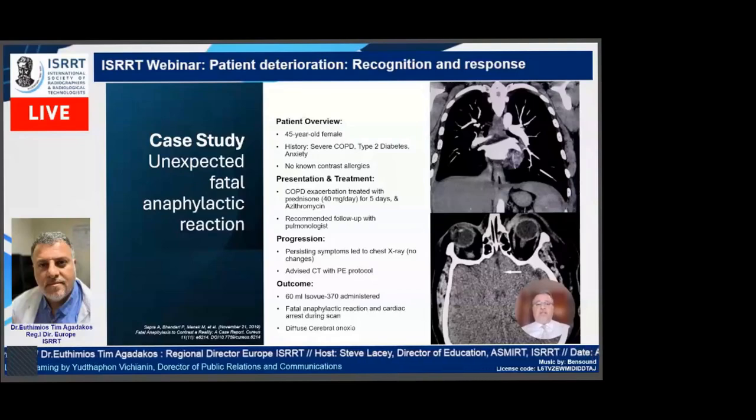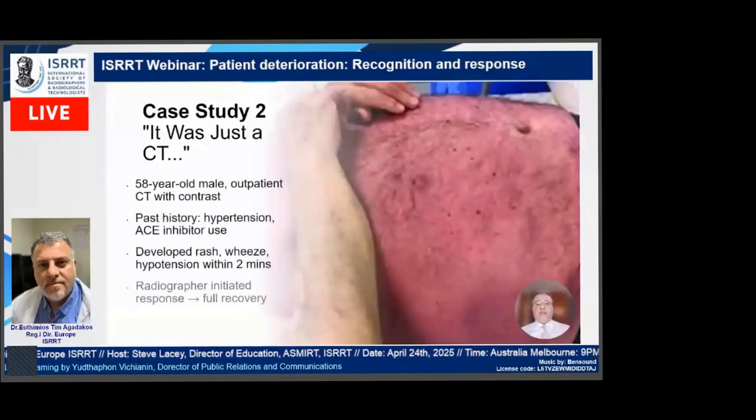So as you can see, this case highlights the unpredictable nature of allergic reactions and emphasizes the critical need for vigilant monitoring. Okay, so here's another real-world example. A 58-year-old male came in for a routine CT with contrast. He had no known allergies, but he was also on an ACE inhibitor.